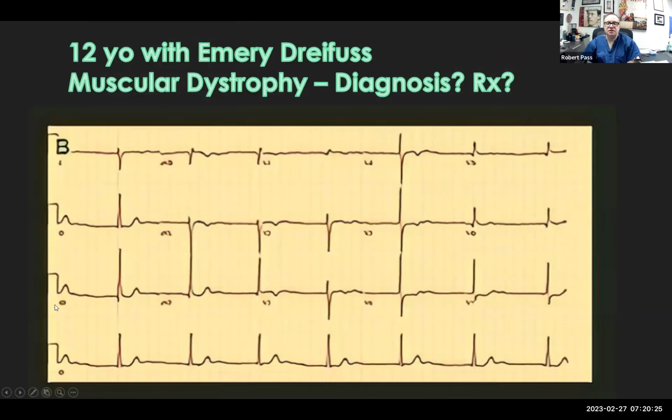Okay, so this is a tracing from a 12-year-old who has a really unclear tracing and Emery-Dreifuss muscular dystrophy. So my question to you is, what is the diagnosis and how would you treat this? So why don't we go to Dr. Bebbia? What do you think?